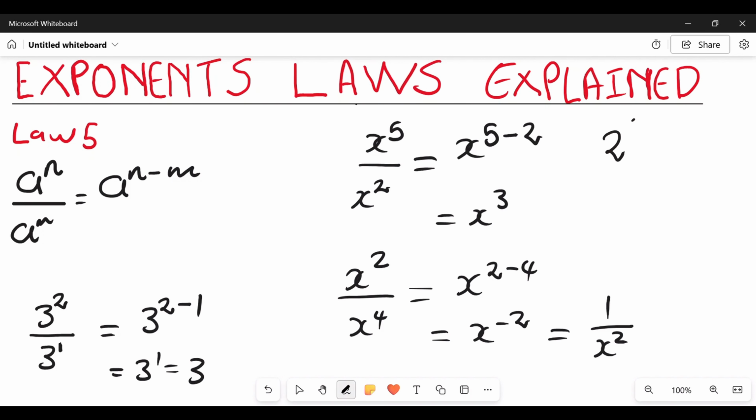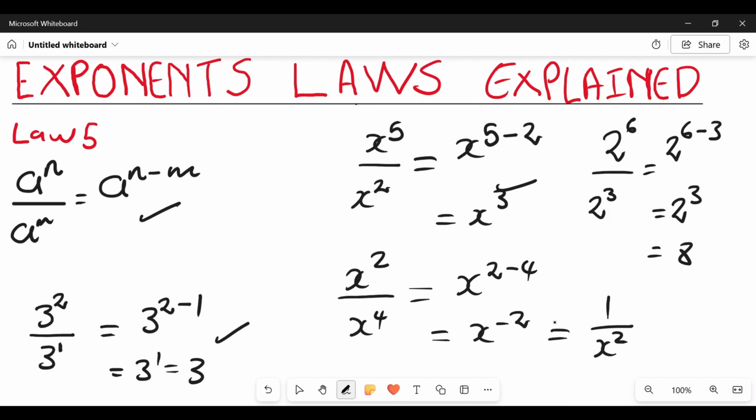We can go further, guys. We can say 2 to the power of 6 divided by 2 to the power of 3. If you continue here, we know that this is going to be 2 to the power of 6 minus 3. Remember, this negative 3 is the power of the 2 on the denominator, so hence it's negative. Now this is going to give us 2 to the power of 3, which is going to give us 8. So basically, this is how you apply this law, guys. I hope you managed to understand how we apply this law here. Really, it was not that difficult. Right, let's go to law 6.